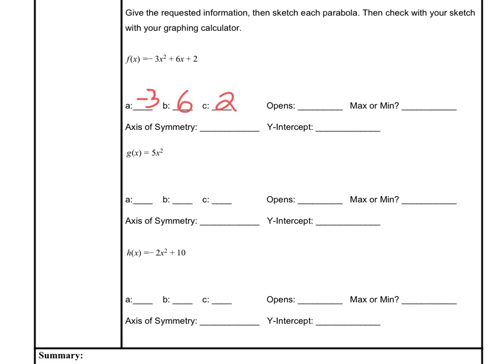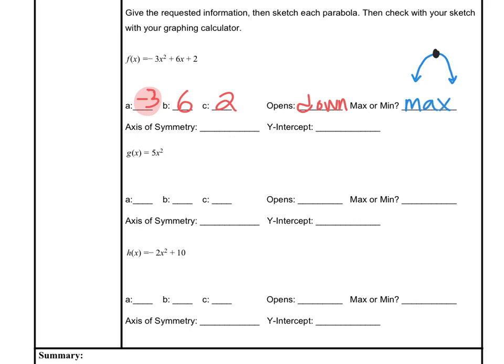Because the a value is negative, it's a sad parabola and it opens down. So it looks like this. The vertex will be at the top. So our vertex is a maximum because it's at the top.